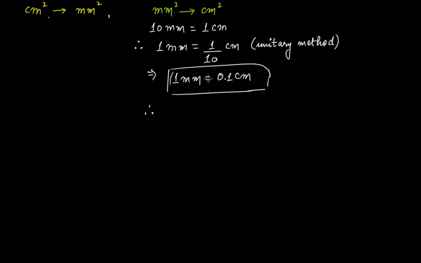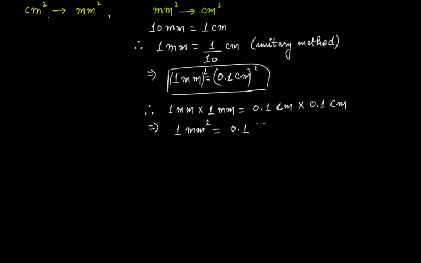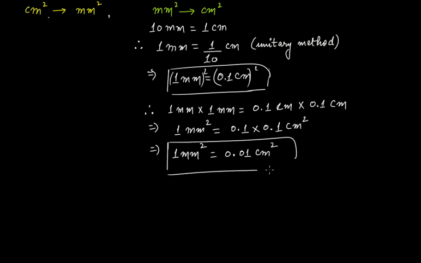Therefore, squaring both the sides, that is 1 millimeter times 1 millimeter is equal to 0.1 centimeter times 0.1 centimeter. This gives you 1 millimeter square is equal to 0.1 times 0.1 centimeter square. This gives you 1 millimeter square is equal to 0.01 centimeter square. So now we know 1 millimeter square is equal to 0.01 centimeter square.